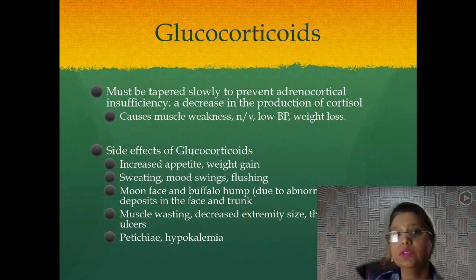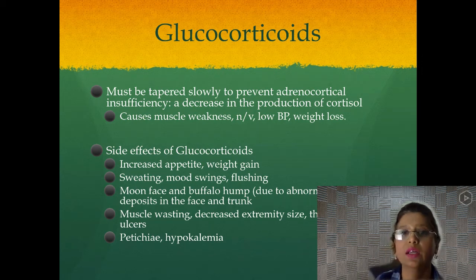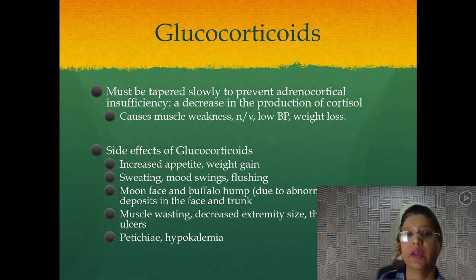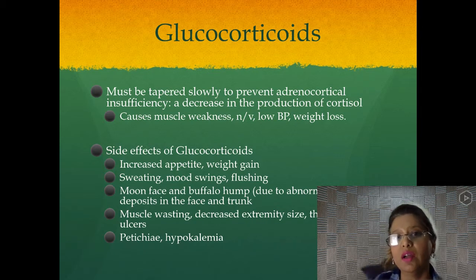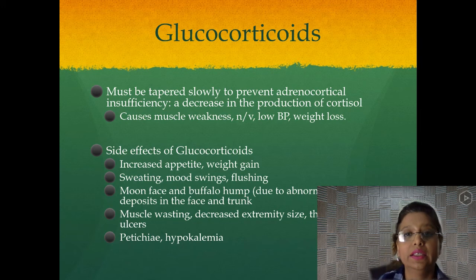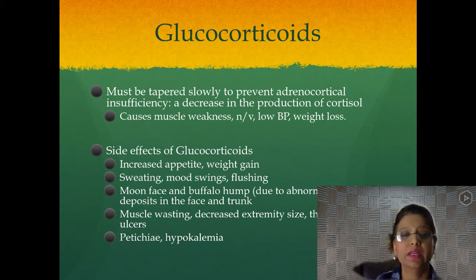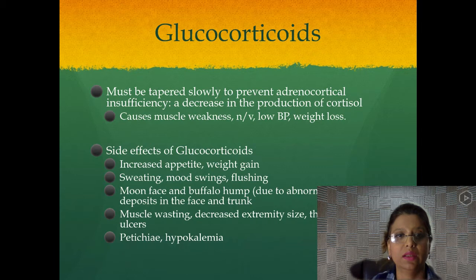taper it out. Don't just cut it off right away, because it could cause something called adrenal insufficiency. The adrenal gland is used to having some artificial hormone coming in, and if it's just cut off right away, it doesn't tolerate it really well. That condition is called adrenocortical insufficiency, a decrease in the production of cortisol. It causes muscle weakness, nausea, vomiting, low blood pressure, and weight loss.